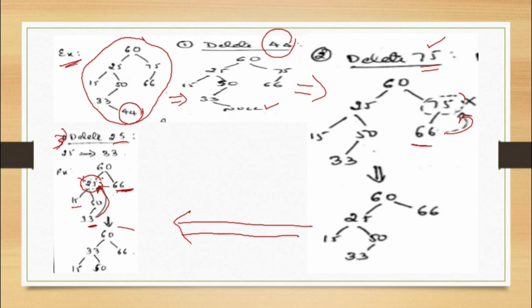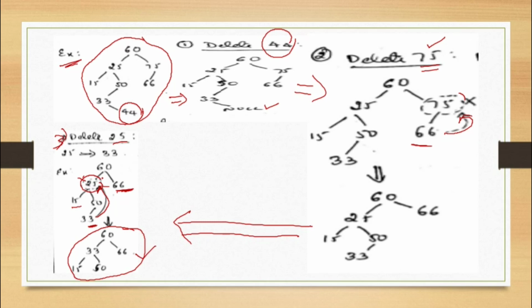So your updated output will be whatever I am putting in an oval mark now. That is your updated tree. So 33: you can see that 15 is lesser than 33, so it is coming to the left, and 50 is coming to the right, which is greater than 33. So this is your updated and final tree. In this example we have understood everything.